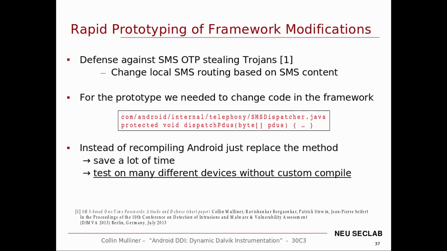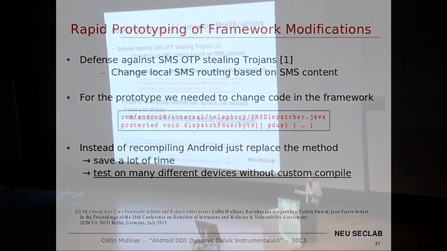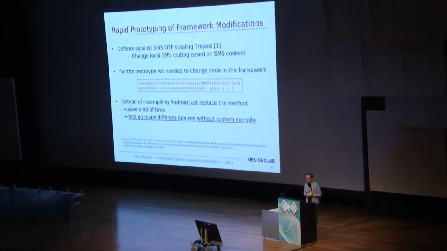So what did we do with this so far? For a paper earlier this year, we wanted to change the local SMS routing on an Android phone, and for the paper we took the Android source code, modified it, and then compiled it. And of course it's very tedious, and you don't want to do this all the time.